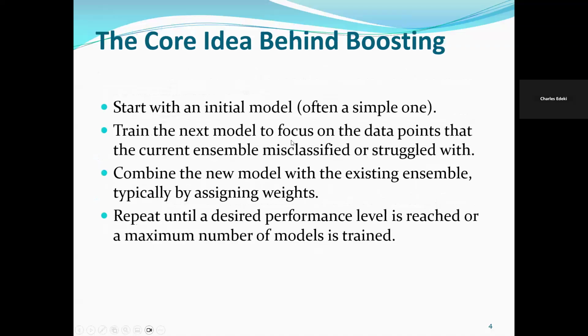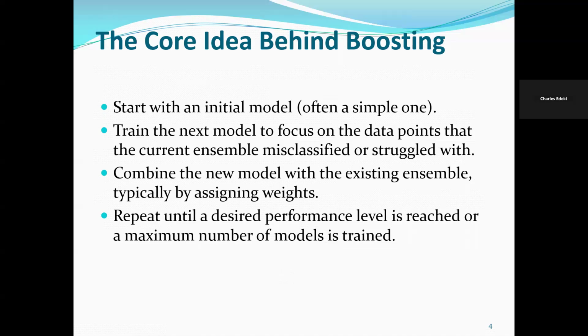Boosting also has so many types of methods, but we'll talk about that later on. So these are the steps here. Start with an initial model, often a simple one. That's a good idea, very simple. Previously, we just broke up all the training data by bootstrap sampling, that's bagging. Then we built the models in parallel, and then we just take the average of all of them, or if it's classification, a majority vote.